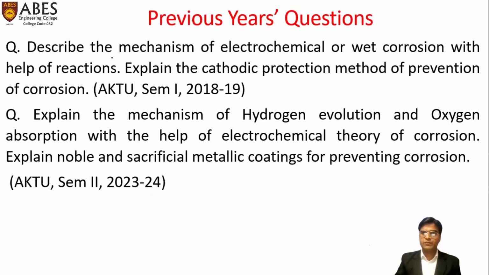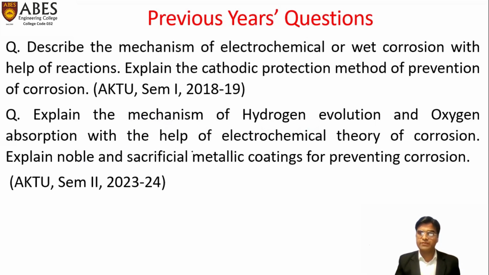Describe the mechanism of electrochemical or wet corrosion with the help of reactions. This part has been discussed in previous sessions where we discussed the mechanism of corrosion. Explain the cathodic protection method of prevention of corrosion. So this has already been explained in previous questions. Explain the mechanism of hydrogen evolution and oxygen absorption with the help of electrochemical theory of corrosion. This is again the same question regarding the mechanism of corrosion, which is discussed in previous sessions.